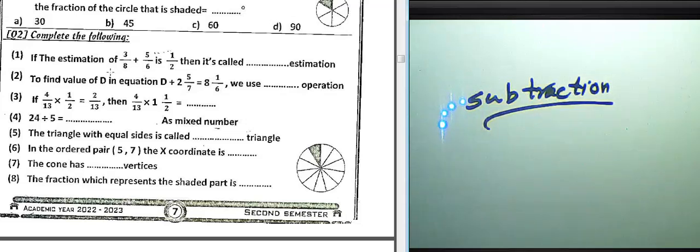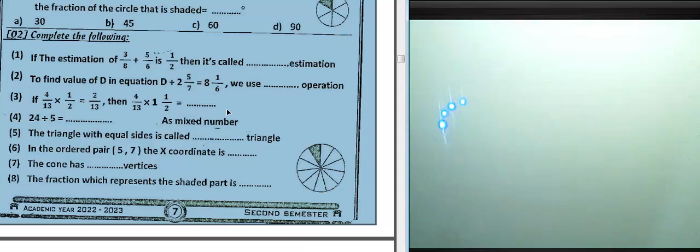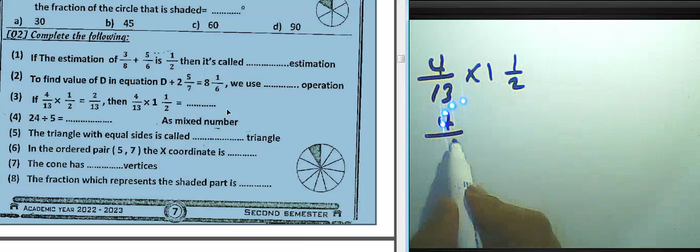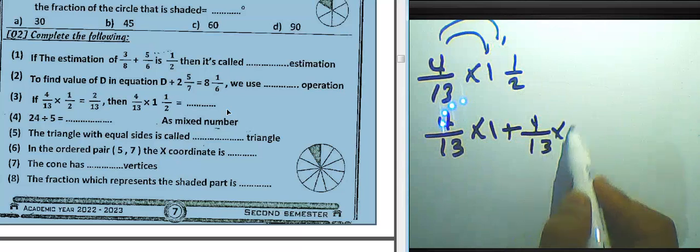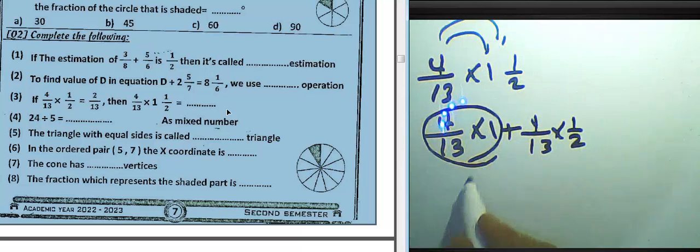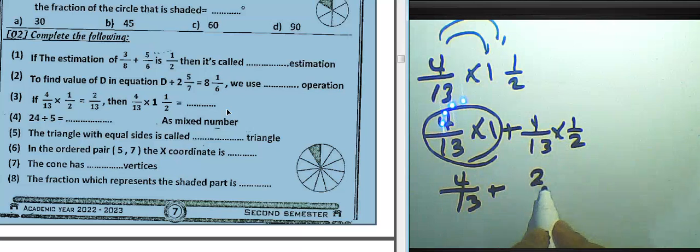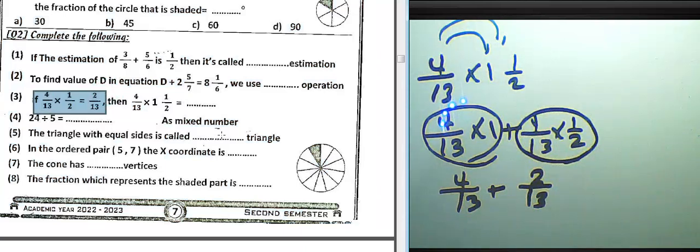Called subtraction operation. If 4 over 13 times a half equals 2 over 13, then 4 over 13 times 1 and a half equals space. We can find the result by using the distributive property. 4 over 13 times 1 and a half. We can write 4 over 13 multiplication by 1 and 4 over 13 times half. We know 4 over 13 times 1 equals 4 over 13, and he gives us the result of 4 over 13 times half equals 2 over 13, in the example here, okay? You can add them. 4 plus 2 equals 6, and 13 in the denominator. The result will be 6 over 13.